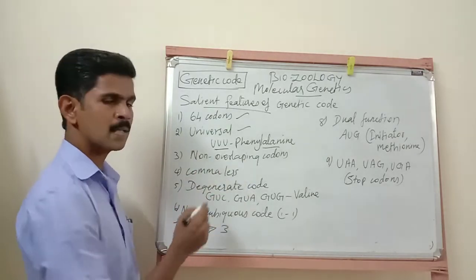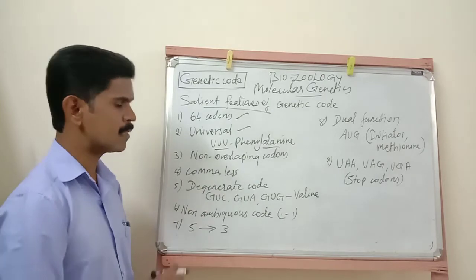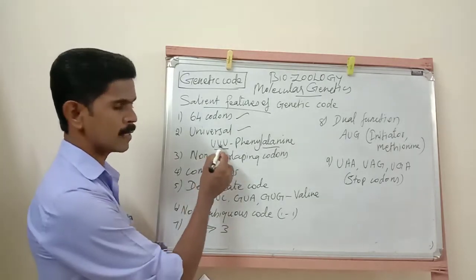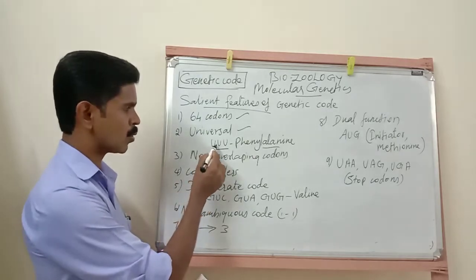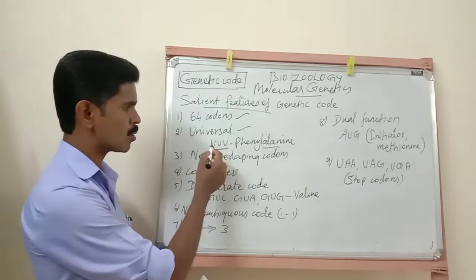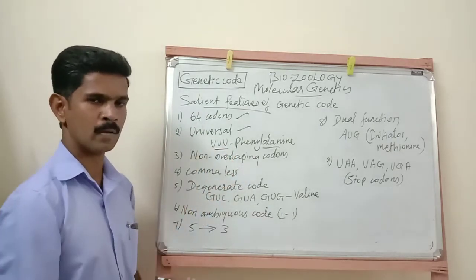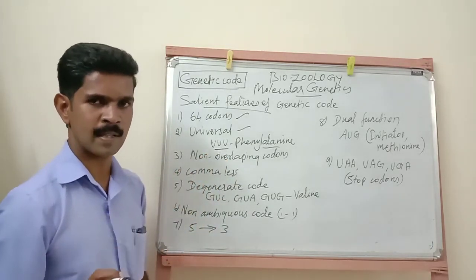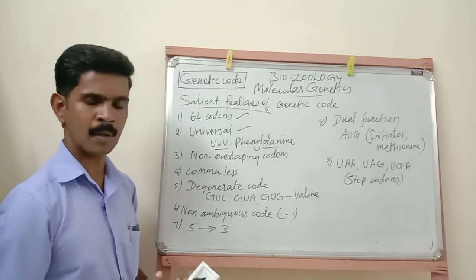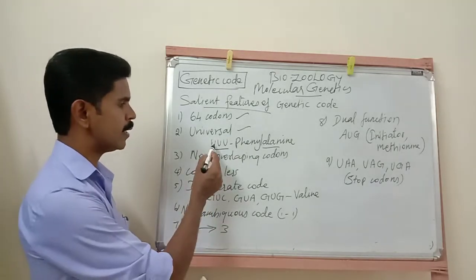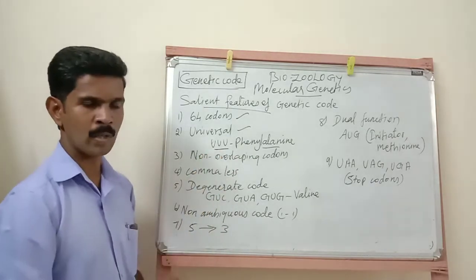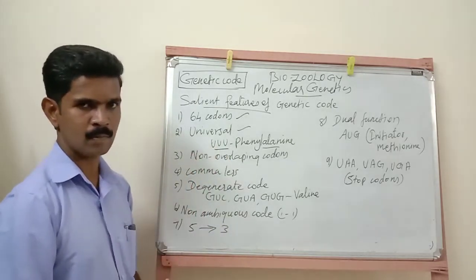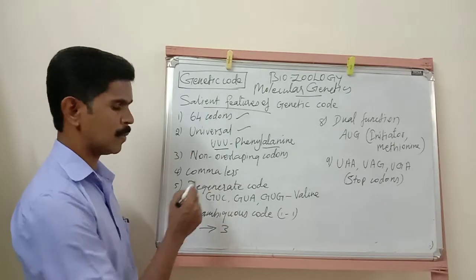The next one is the commaless codon. This is one of the very important characters. Here I have written three letters. As I already told you, this is one code, second code, third code, and these three codes together form a single codon. So in between two codes, we should not put any punctuation, full stop or comma, anything. It should be read directly from one end to the other. So this character is called commaless.